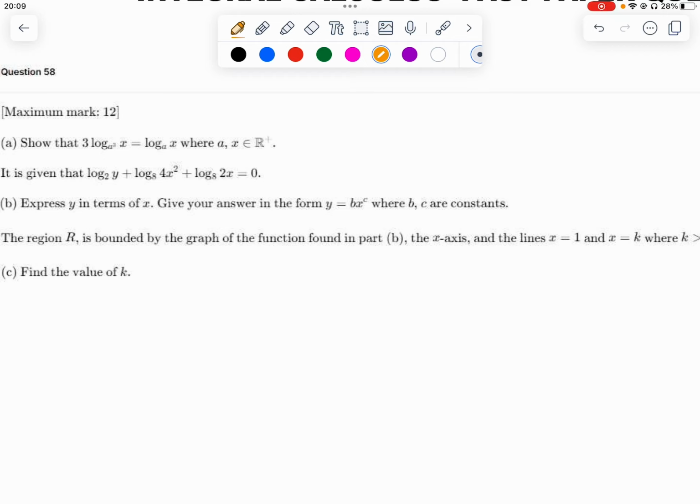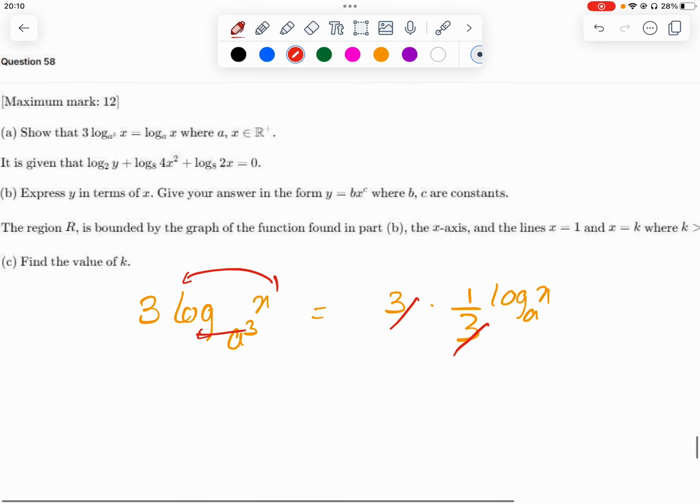Show that 3 log x to the base a cube equals log x to the base a. So 3 log x to the base a cube equals 3 times log x to the base a times 1 upon 3. How is that? This 1 comes to the numerator, this 3 comes to the denominator. So the 3 cancels. We are able to get that.